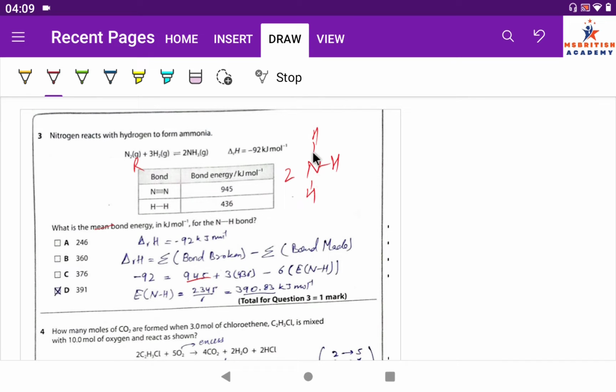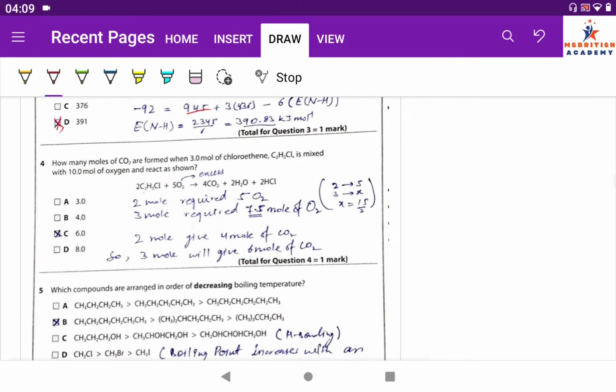So 1, 2, 3, and this whole multiplies by 2. So 3 into 2 is 6. E represents mean bond enthalpy. This represents the mean bond enthalpy of the N-H bond. After calculating, you will get 390.83, which is nearly 391 kilojoules per mole. So option D.